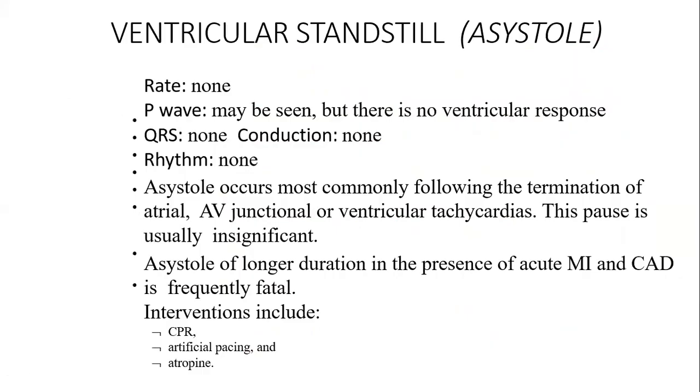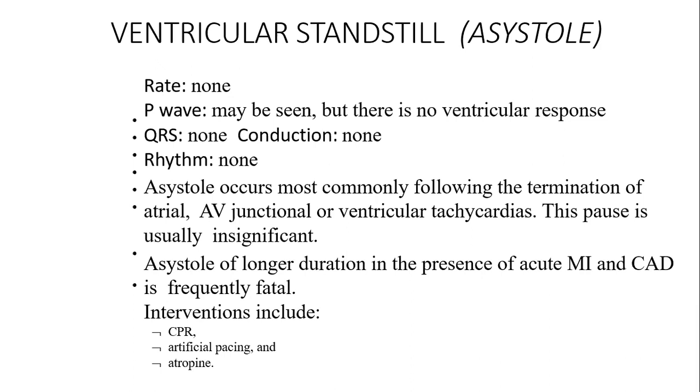Ventricular standstill or asystole. Here, it occurs usually following termination of the atrial, AV junctional, or ventricular tachycardias. However, the pulse might be insignificant because the heart may resume beating on its own. But asystole that lasts for a long duration in the presence of acute MI and coronary artery disease is usually fatal, and you may have to commence CPR, or place the patient on atropine, or put in a pacemaker.